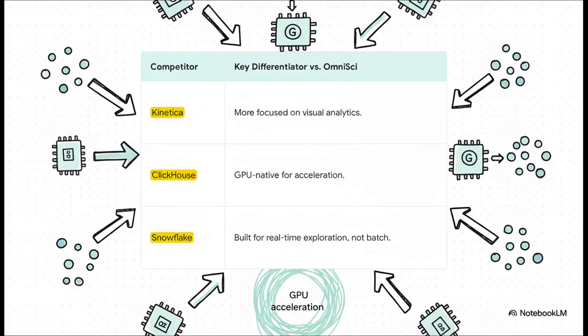It's also GPU accelerated, but OmniSci has always been way more focused on the interactive visual side of things. Then you've got something like ClickHouse, which is super fast, but it runs on CPUs. OmniSci's big advantage there is being built from the ground up for GPUs. And then there's the giant in the room, Snowflake. But they're really playing different games. Snowflake is a beast for huge, planned-out batch jobs. OmniSci, on the other hand, is all about that real-time interactive exploration, that what-if analysis.